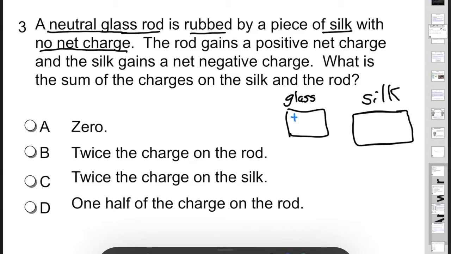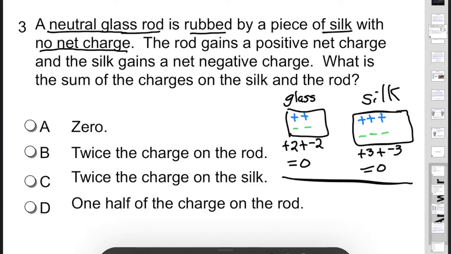Let me put right here, we have 2 and 2. And let's go with this one with 3 and 3. That's neutral because we have 2 and negative 2 that is equal to 0. And here we have 3 and negative 3 that is equal to 0. Now, the rod gains positive net charge and the silk gains a negative charge.